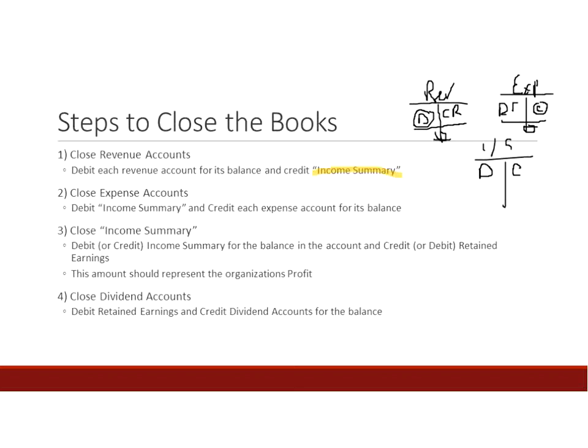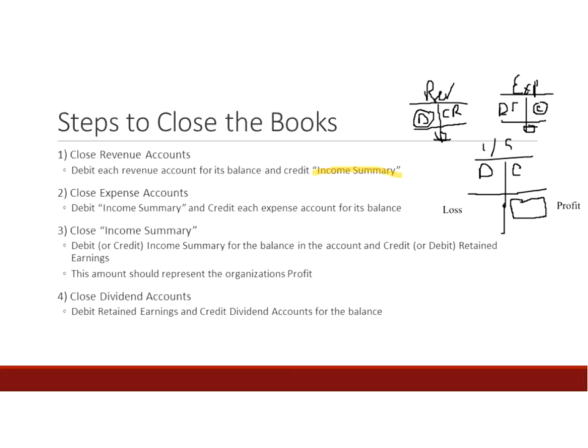All right, and now we have this other temporary account called income summary. And so once we've done those entries, we're going to calculate what our outstanding balance is. So if we have a profit situation, we're going to end up with a credit balance in our income summary. If we were in a loss, we would have a debit balance in our income summary.